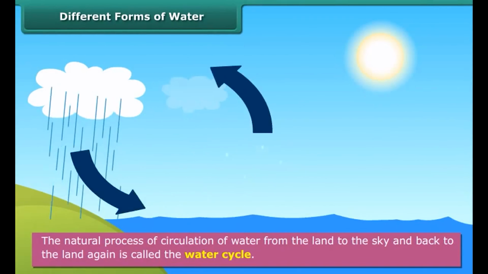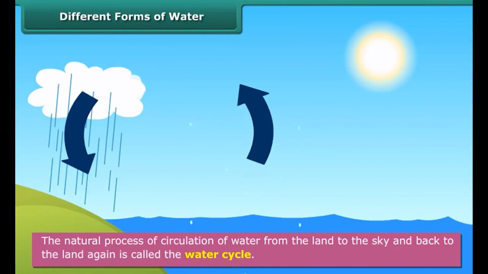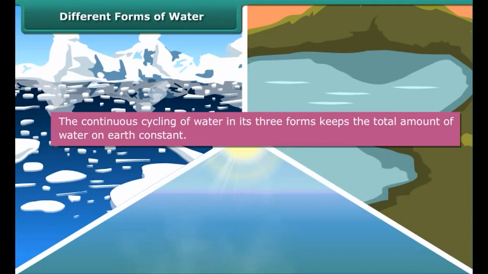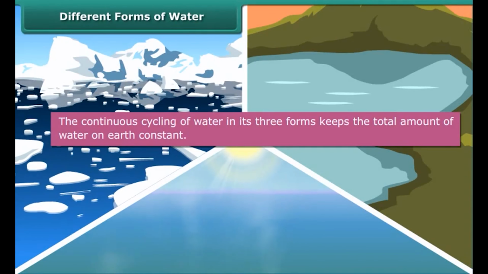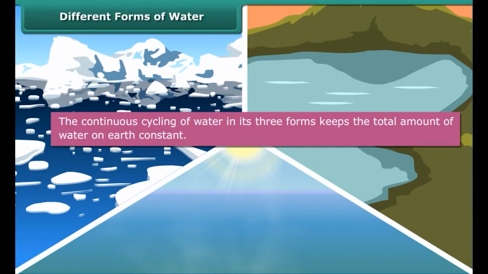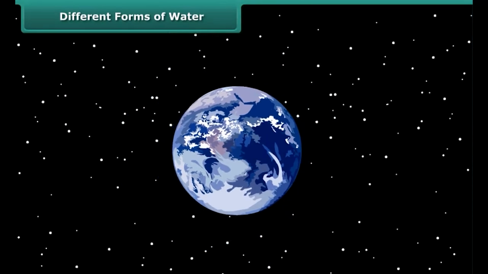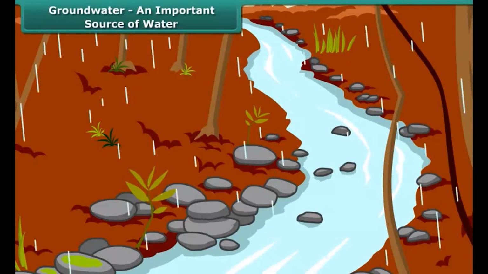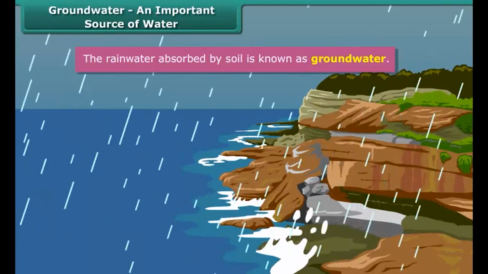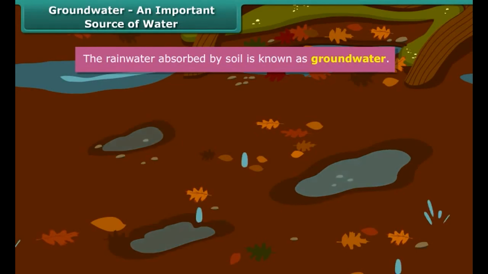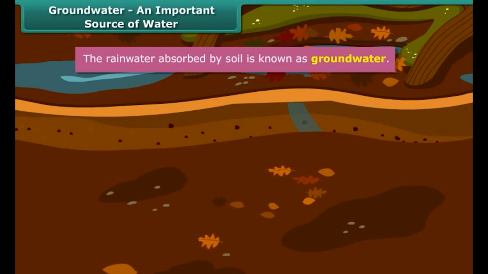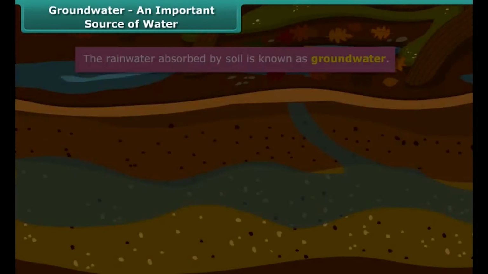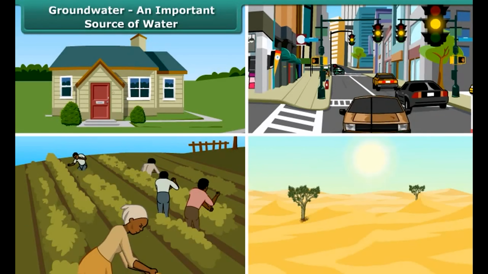The natural process of circulation of water from the land to the sky and back to the land again is called the water cycle. The continuous cycling of water in its 3 forms keeps the total amount of water on Earth constant even when the whole world is using it. Not all the rainwater flows into rivers and ultimately into oceans. Some of it is absorbed by the soil. This water is known as groundwater. Although it is not visible, it is almost everywhere, flowing beneath the ground under your home, cities, farms, and deserts.